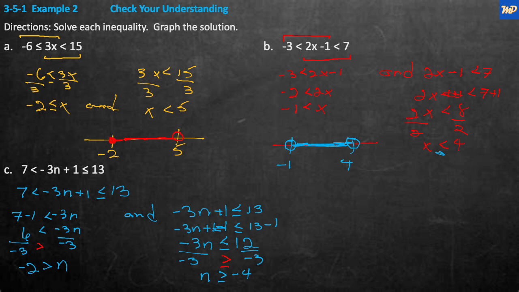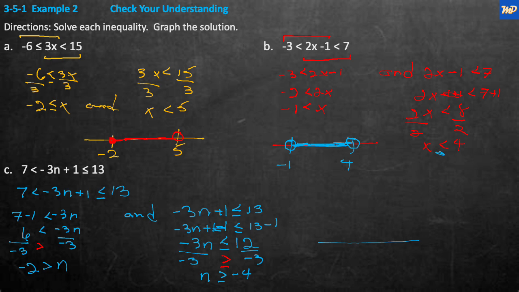So now if we draw our line, I'm going to draw the line right here. And what do I have? I have negative 2 is greater than n, okay? And n is greater than or equal to negative 4. Okay, so in this case, what do we have to do?